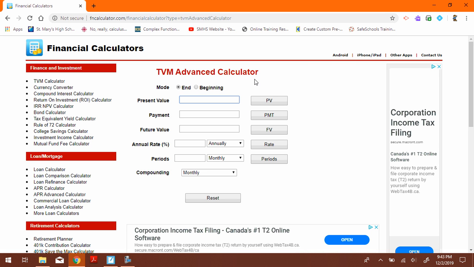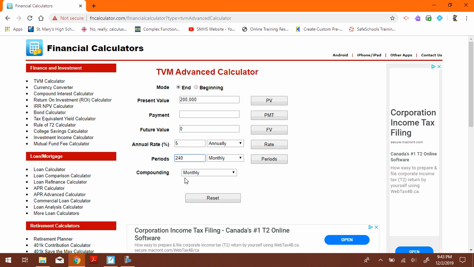So we're going to start with our present value. That's $200,000. The payment box, we're going to leave blank for now. The future value of our mortgage, we want that to be 0, just like we're paying off a debt. So that's 0. Our annual rate, and these boxes are a little confusing, we want it 5% and it stays annually. This is a 5% interest rate. The periods, there are going to be 240 of those, and that's monthly.